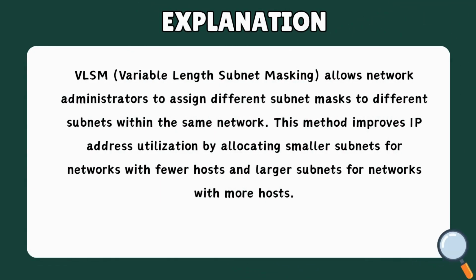VLSM, Variable Length Subnet Masking, allows network administrators to assign different subnet masks to different subnets within the same network. This method improves IP address utilization by allocating smaller subnets for networks with fewer hosts and larger subnets for networks with more hosts.